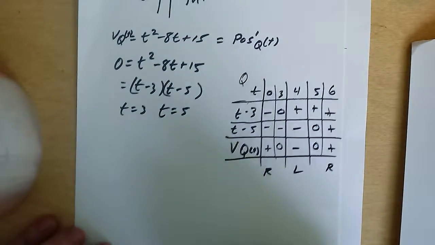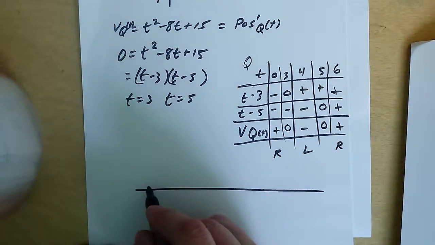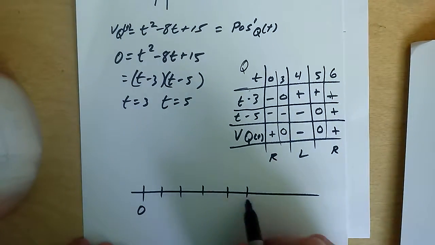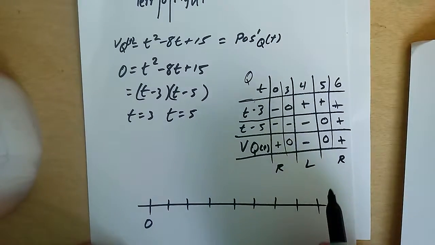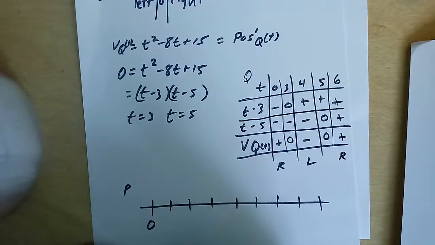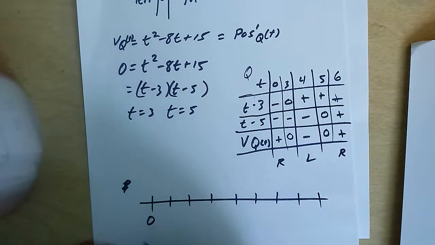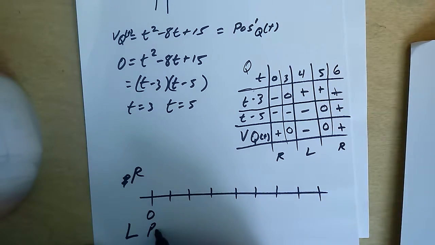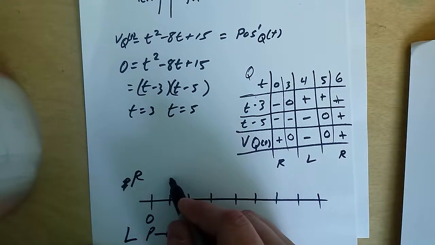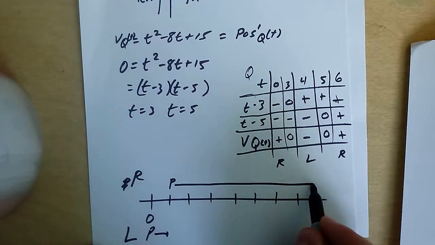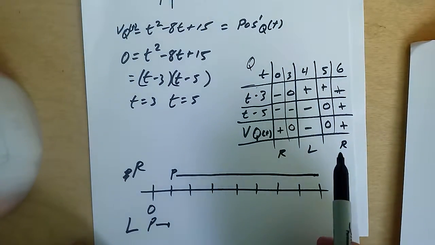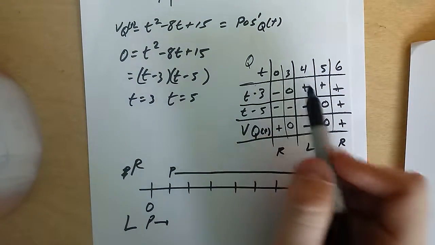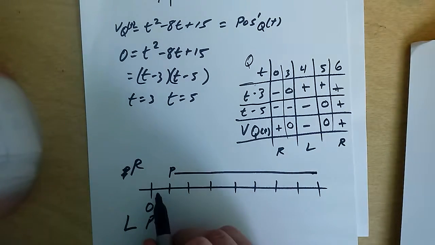If I look at this on a number line, here's 0, then 1, 2, 3, 4, 5, 6, 7, 8. I'm going to put left down here and right up here. We know P is moving left from 0 to 1, and then for the rest of it P is moving to the right. And then we know that Q starts out moving to the right up until time t equals 3.